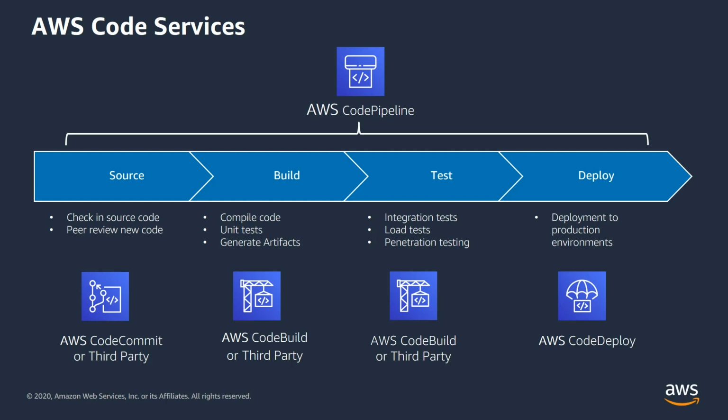And all these AWS code services are fully managed services and you only pay for what you use. There are no upfront fees or any long-term commitments. AWS CodePipeline can also be integrated with other third-party services such as GitHub for source control, Jenkins to do your build and run unit tests, or you can also integrate with your own custom plugins.